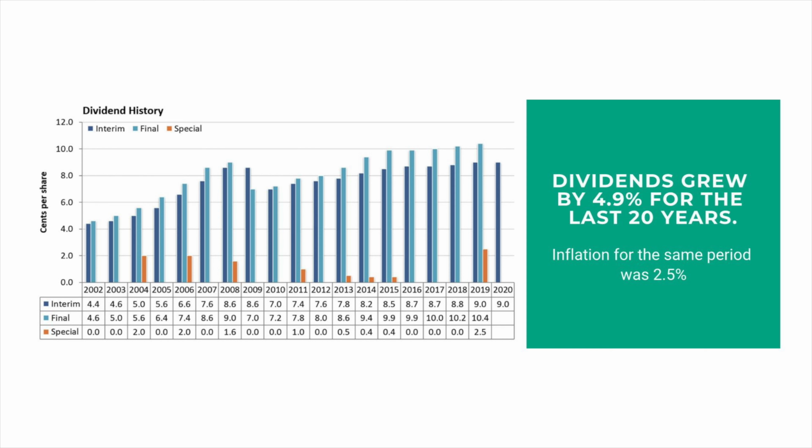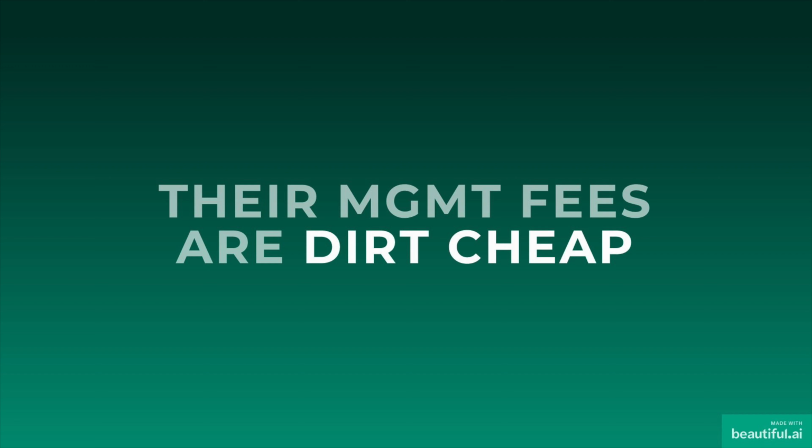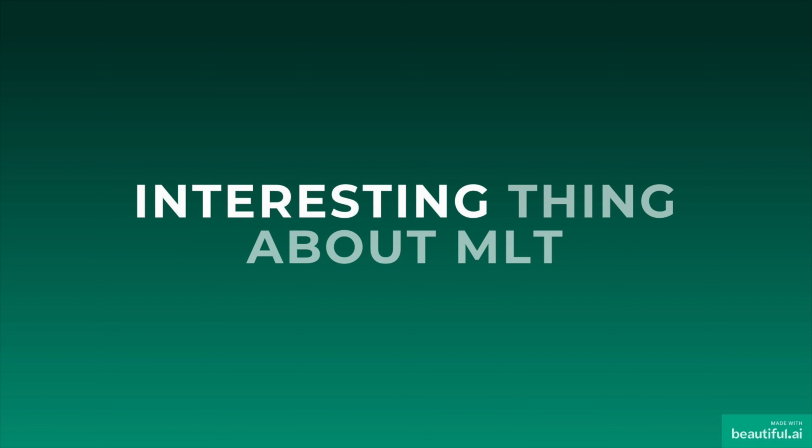So over the last 20 years, Milton Corp have grown the dividends by 4.9%, and the inflation over that period is 2.5%. So far, so good. Their management fee is currently about 0.12%, and definitely one of the lowest management fees out of the three listed investment companies I have. But the interesting thing about Milton Corp is that if you look at some of their holdings, some of them aren't even in the ASX 200.